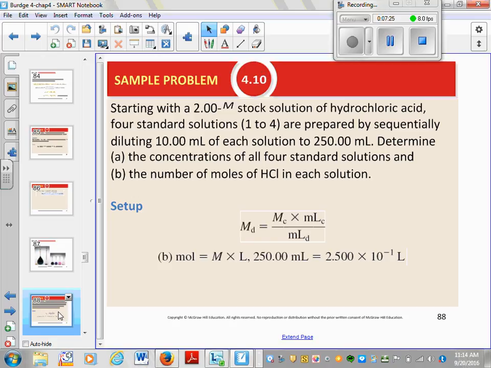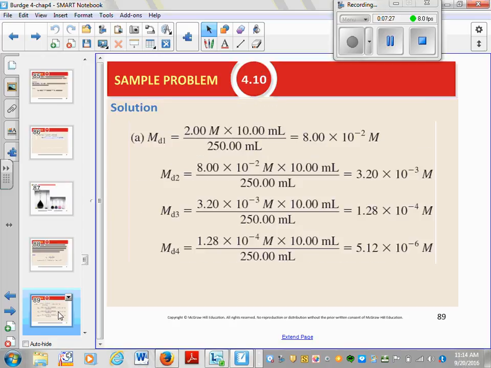So the first solution would be 8.00 times 10 to the minus 2 molar. The second one, we're going to take 10 milliliters of that solution and dilute it to 250. So the second solution would be 3.20 times 10 to the minus third. The third solution, we would take 10 milliliters of the second solution, dilute it to 250, so we get 1.28 times 10 to the minus 4.